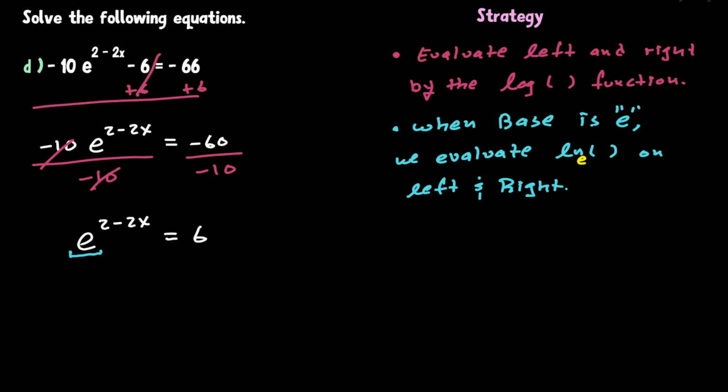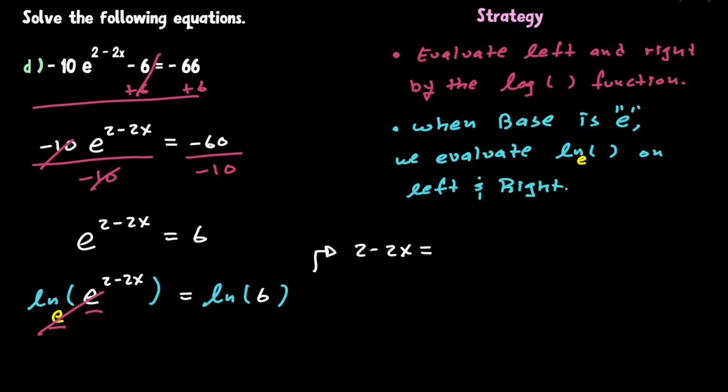So let's do that. Let's evaluate ln on the left and the right. But remember that the base of ln is the Euler number. This is where the shortcut will take place. Anytime that the base of the log is equivalent to the base of the exponent, they will cancel out. So now we have the expression of 2 minus 2x by itself on the left, and the right hand side is ln of 6.